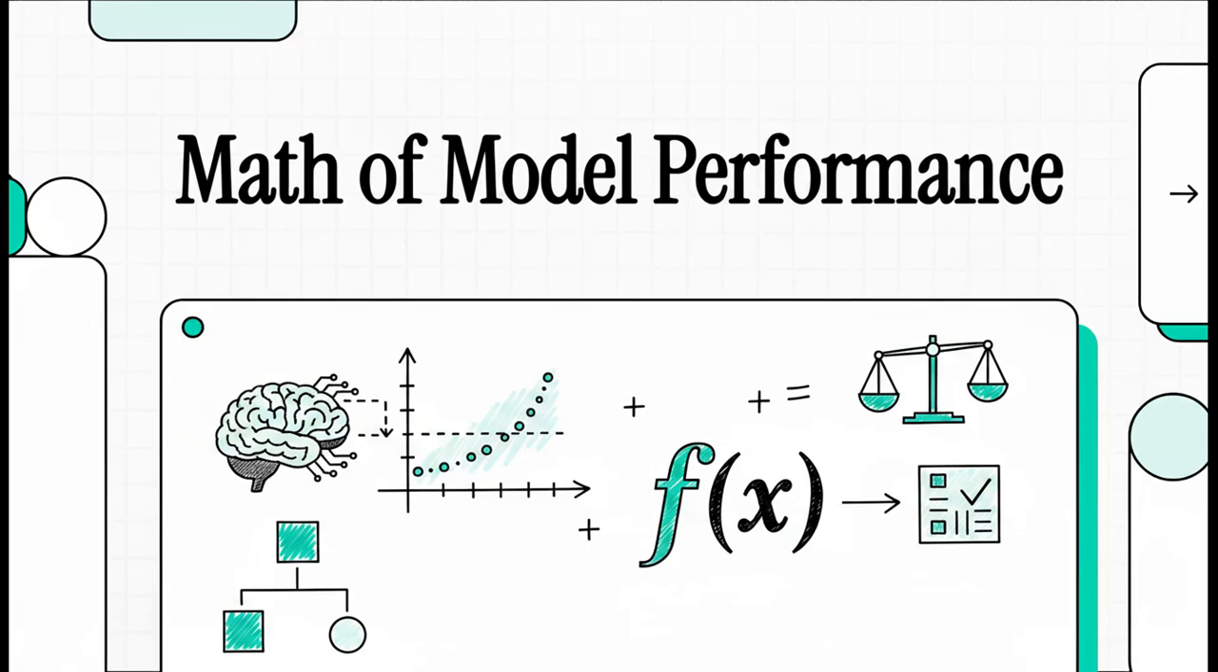You know when someone says their AI model is 99% accurate? What does that number really mean? And is it even the whole story? Well, it turns out there's a whole mathematical universe behind that single number. So today, we're going to pull back the curtain and build that framework from the ground up so you can truly understand how we measure AI performance.